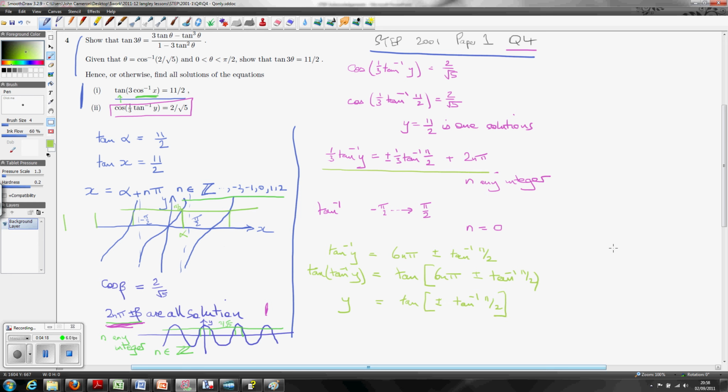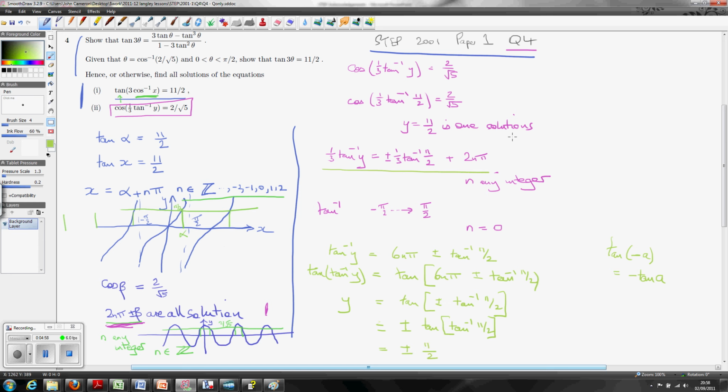Now one other fact about tan. If I've got tan of minus a, that is equal to minus tan of a, which is one of the properties of tan. You can kind of see it from the graph. It's an odd function, so you can take the minus outside the tan. So this is equal to plus or minus tan of tan⁻¹(11/2). And tan of tan⁻¹ of anything is just the thing itself, so that leaves us with plus or minus 11/2.